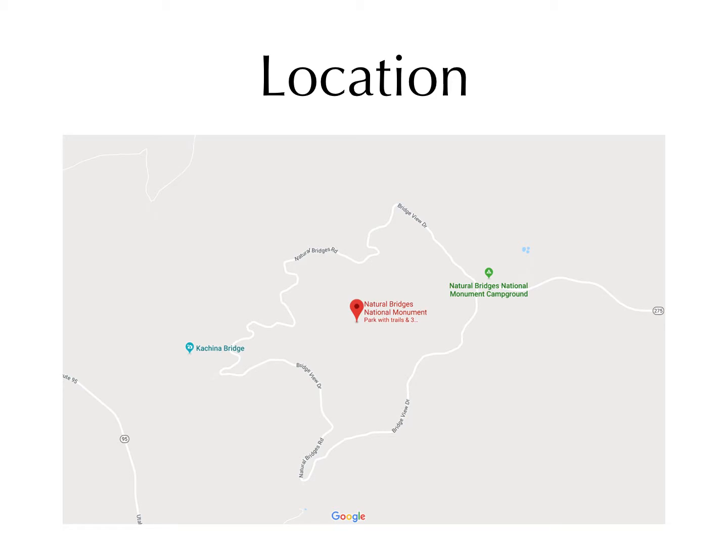Next, we're going to talk about the location of the monument. As you can see in all white, this maps out the entire area of the monument. Over to the left in blue, you can see the Kachina Bridge area. And over to the right in green, it shows where the campground is. People who come to the park and want to stay overnight can camp out over there.